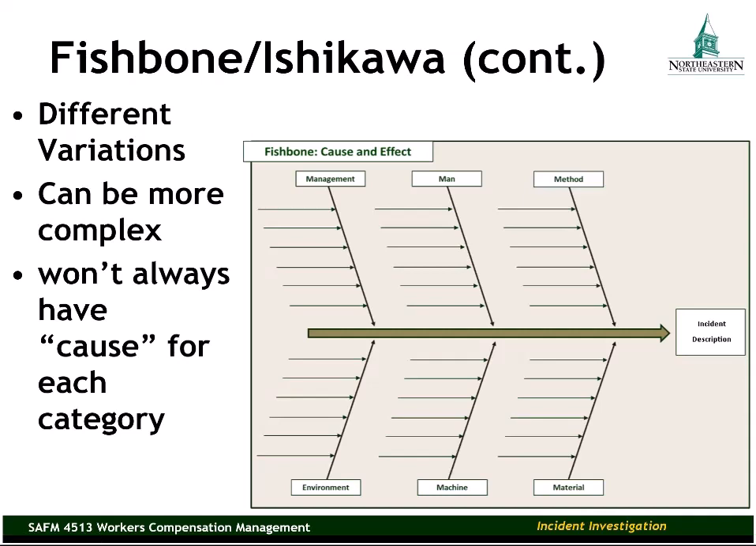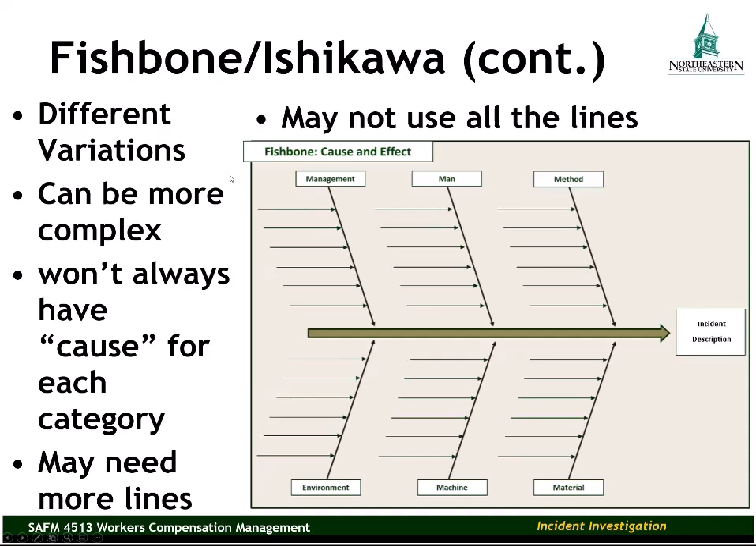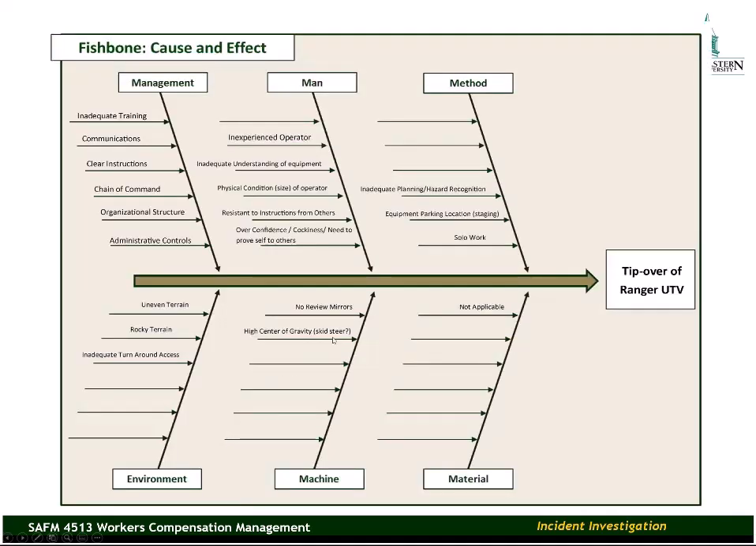When we use this tool, we won't always have a cause for each of these 6 categories. We may need more lines in each of the categories, or maybe we're not going to use all of the lines. It's not necessary to completely fill this thing up when you're working through your analysis. But here's an example of the fishbone diagram that was used with the tip-over incident, the UTV tip-over.